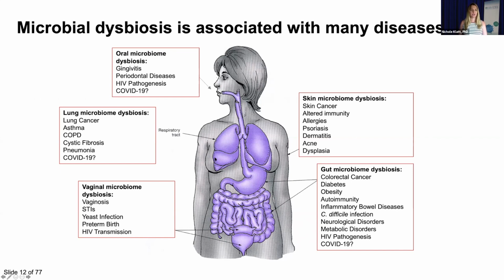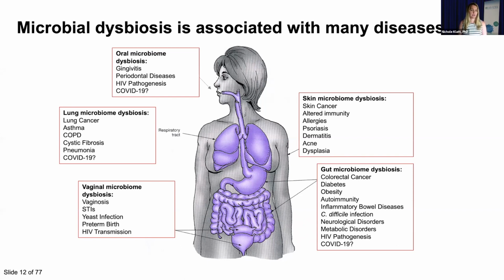We are going to focus on two in particular. At the end we'll talk a bit about the oral and nasopharyngeal microbiome. This has been associated with gingivitis and periodontal disease, even heart disease actually, and we're going to address this a bit in COVID-19 at the end. Of course, the lung microbiome has been associated with many different lung or respiratory disorders, and again, might be associated with COVID-19. We're going to speak a bit about vaginal microbiome dysbiosis. This is really important in HIV transmission, as well as STIs and preterm birth. The gut microbiome is by far the biggest microbiome in the body, and it is the best studied and has been associated with the most diseases.